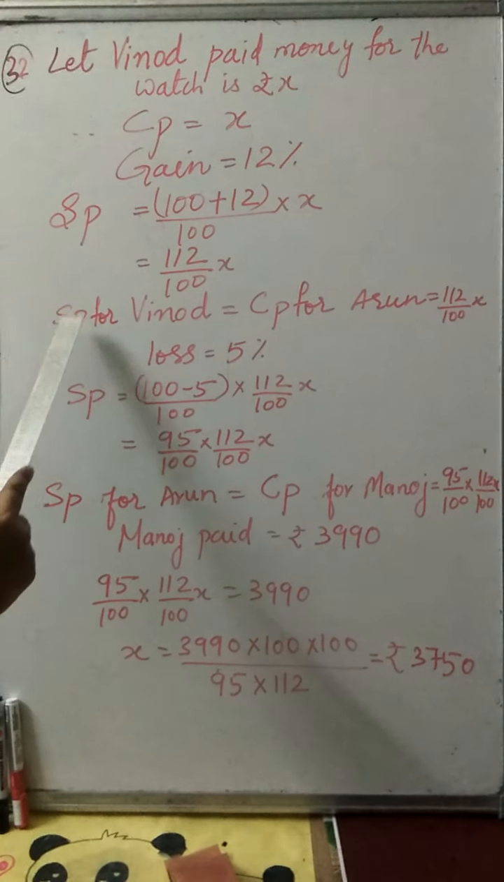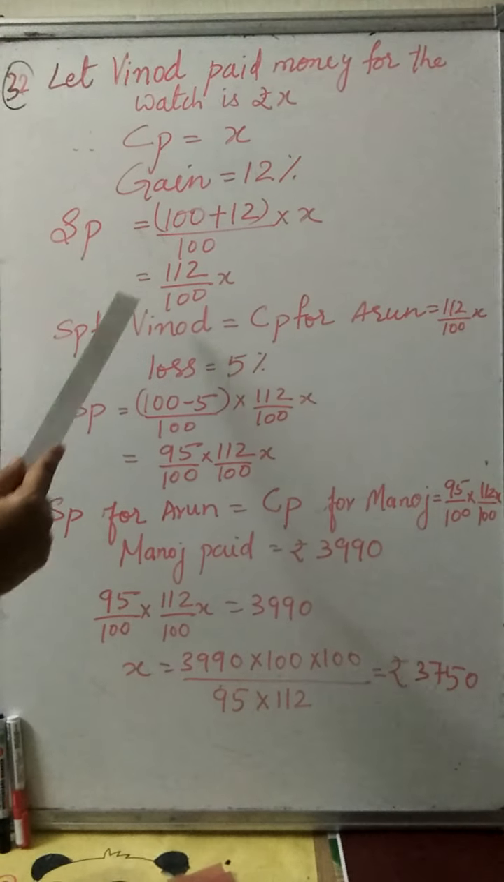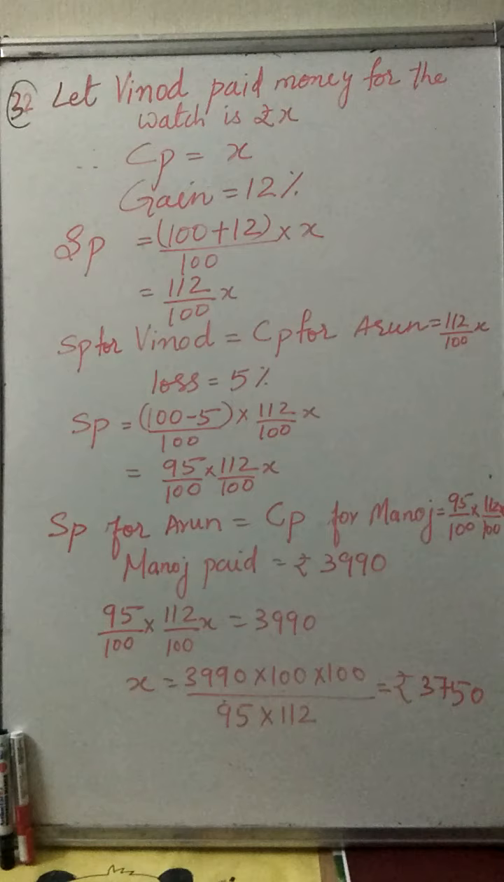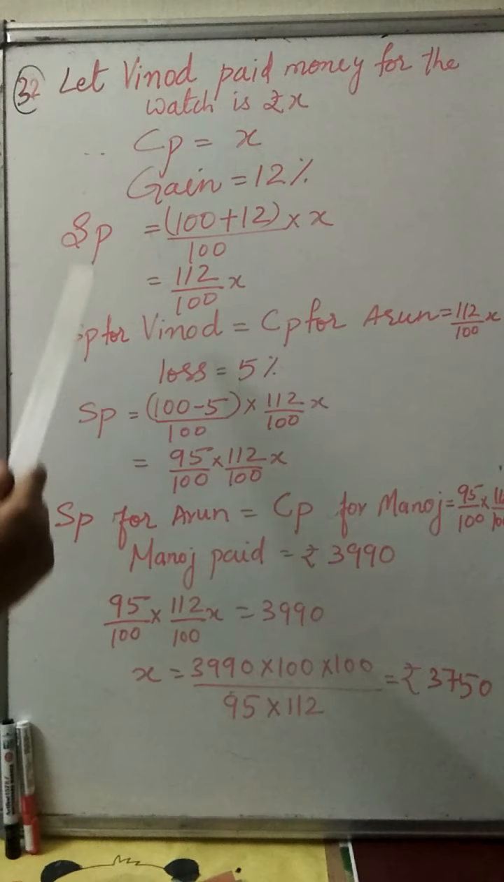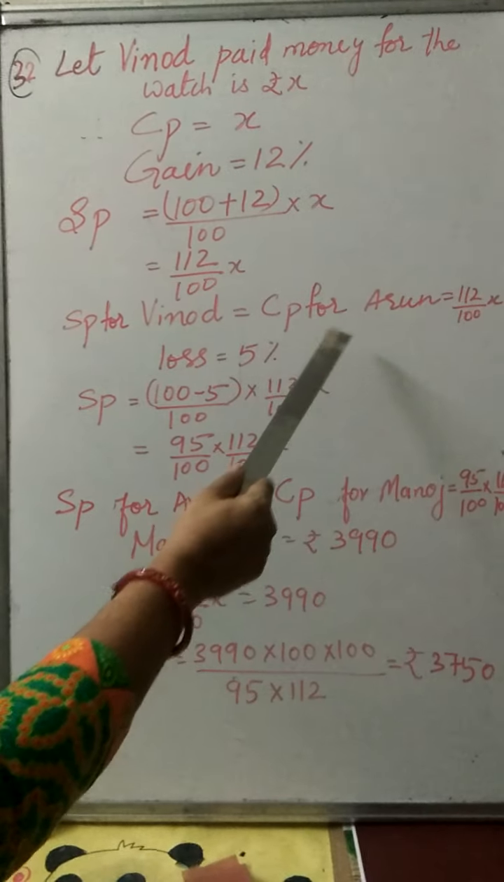Whatever selling amount is there for Vinod will become the cost price for Arun, because Vinod is selling and Arun is purchasing.